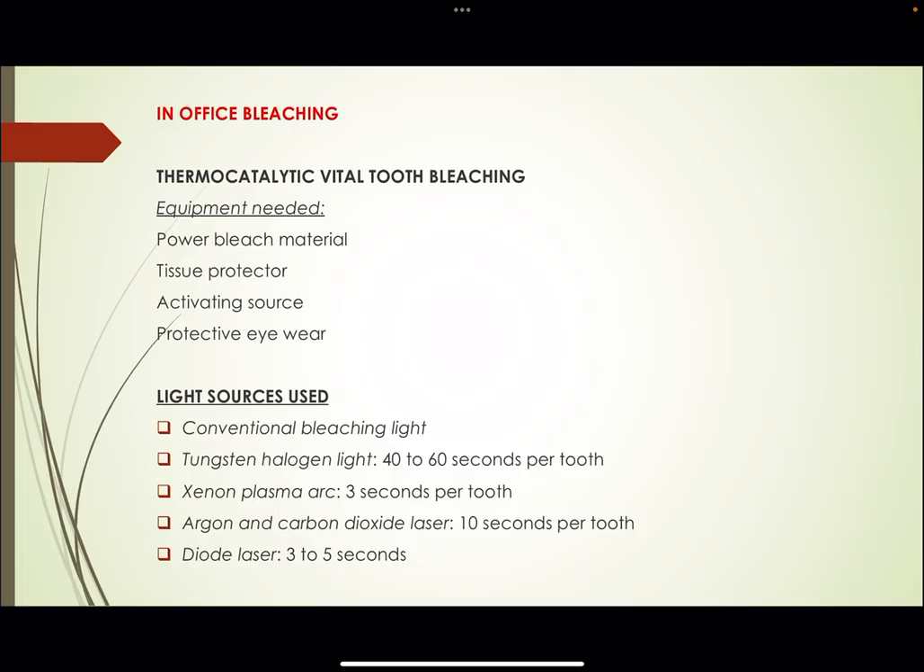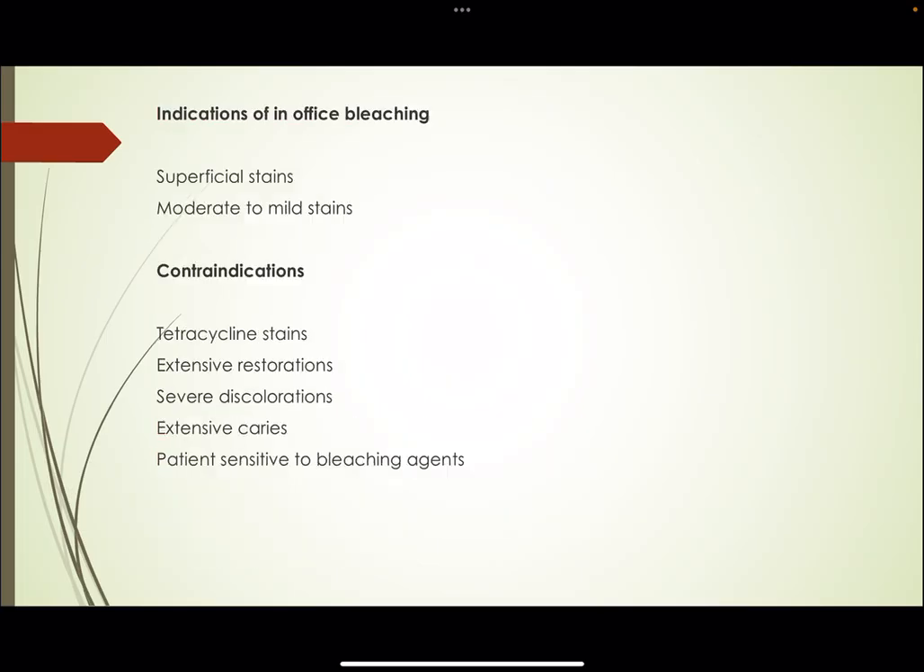Now in-office bleaching, thermocatalytic vital tooth bleaching. The equipment needed are power bleach material, tissue protector, activating source, and protective eyewear. Light sources used are the conventional bleaching light, tungsten halogen light that is 40 to 60 seconds per tooth, xenon plasma arc that is about 3 seconds per tooth, argon and carbon dioxide laser that is about 10 seconds per tooth, and diode laser that is about 3 to 5 seconds.